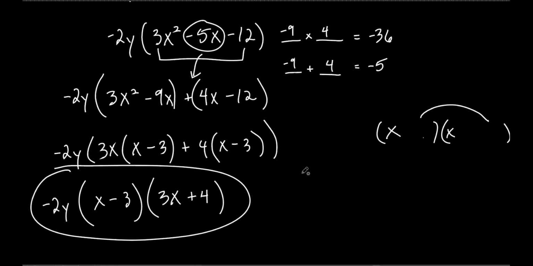The book probably writes it like this, but it doesn't make any difference. They just flip-flop the 3x plus 4 and the x minus 3.